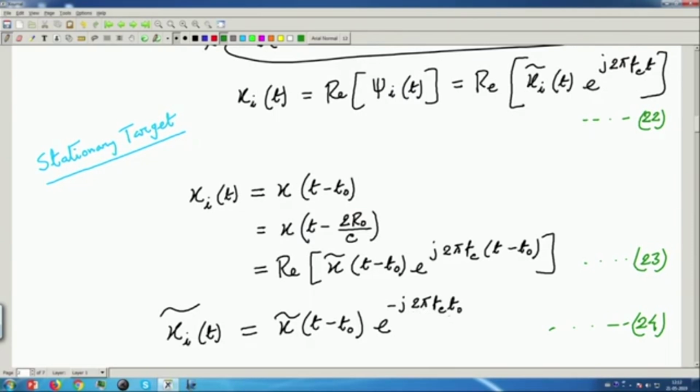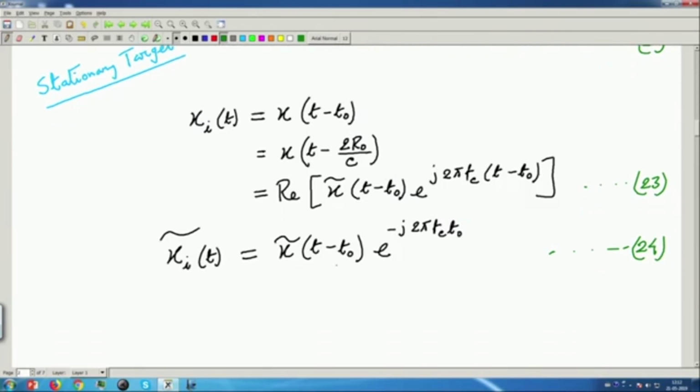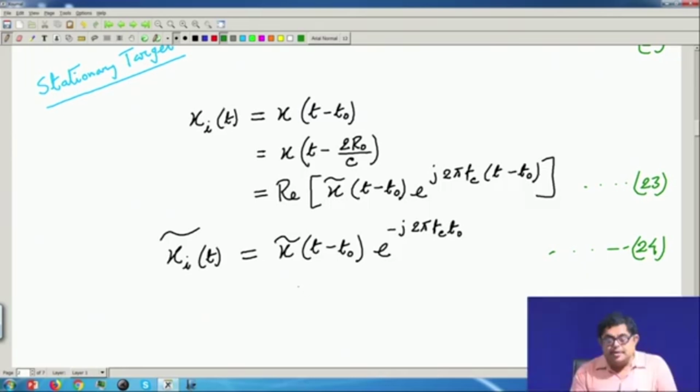Minus 2 pi f c T naught, and the beauty is that it actually contains the range information, which I will show. So, you see that the received echo signal is not just the transmitted signal's delayed version, it also has an additional phase shift. So, what is that phase shift? Let us call this phase shift phi naught.